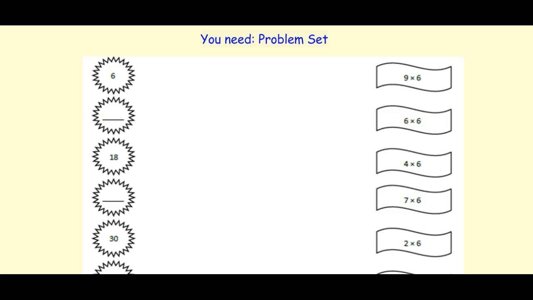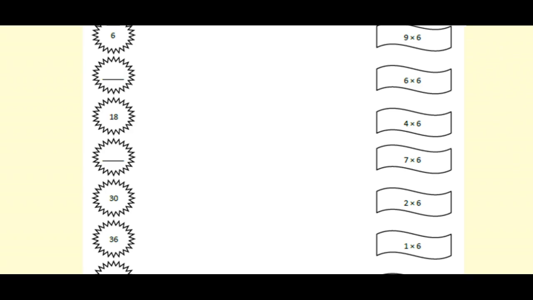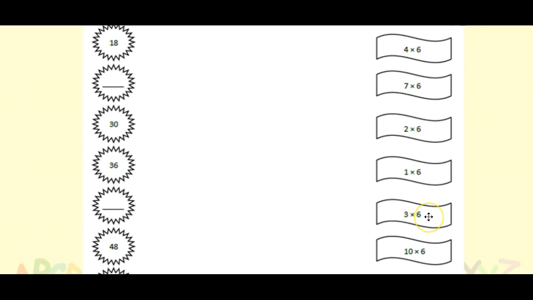I'm not going to really draw any lines on my problem set because it will just get messy. So what you should have done was drawn a line from 6 down to 1 times 6. Over here, underneath 6, you should have had 12. And you should have drawn a line from 12 to 2 times 6. You should have drawn a line from 18 to 3 times 6. Under 18, you should have put 24. And you should have drawn a line from 24 to 4 times 6.